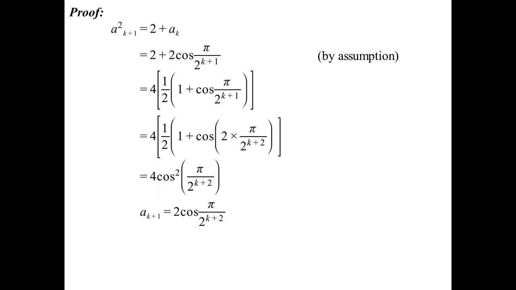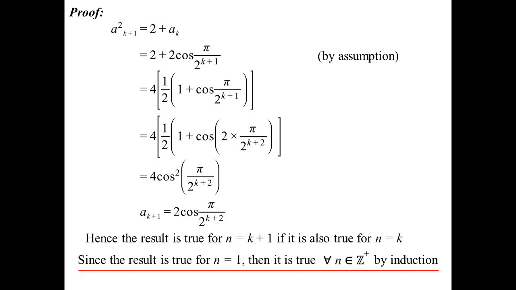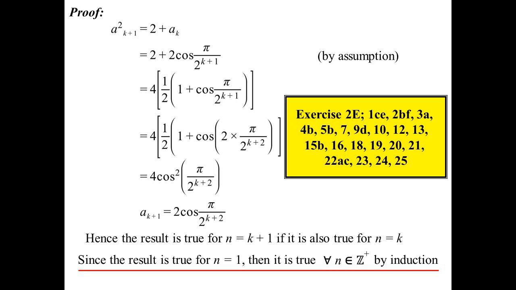Well, a(k+1) squared is equal to that, because remember that was a squared. Therefore, a(k+1) is 2 cos(pi on 2^(k+2)). And I believe that is what we had to prove. So you have to use your double angle, all sorts of good stuff in this question. Hence it is true, etc. I'm pretty sure, yeah. There we go.